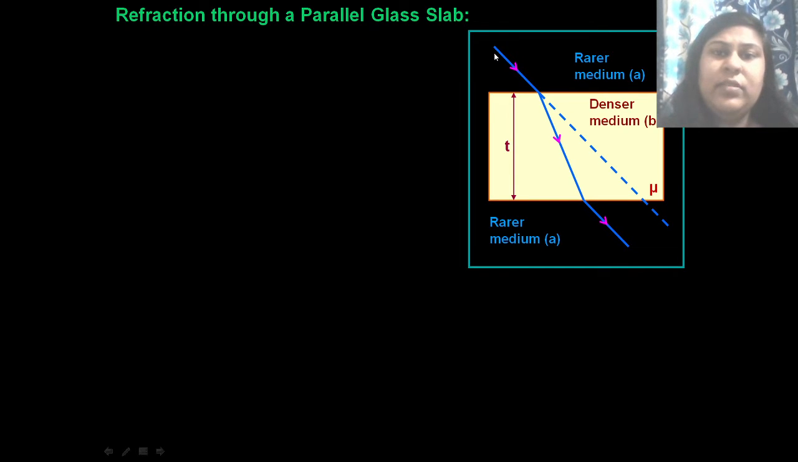Basically, we know that light travels in a straight line, so it goes in this direction. But due to refraction it bends in this direction, and after going from the denser to the rarer medium, it goes in this direction. So this is the actual path, but the light ray goes in this direction. We have drawn the two normals on the two surfaces.